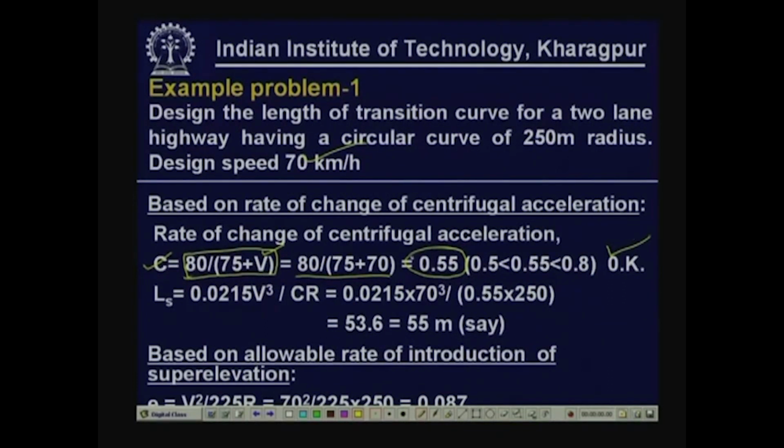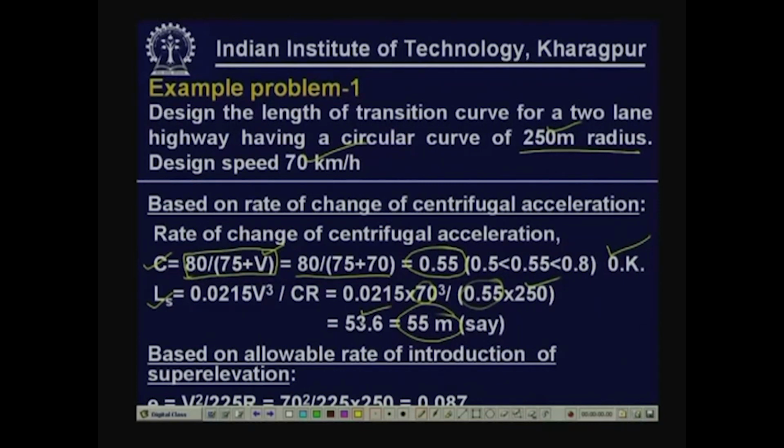Now, using this calculated C, we calculate the length. Since we are using V in kilometer per hour, we are using this formula with conversion factor 0.0215 V cube by CR. V is 70, C we know 0.55 calculated, R is 250 meter radius of the circular curve. Put that, we calculate say 53.6 meter, let us call it 55 meter.